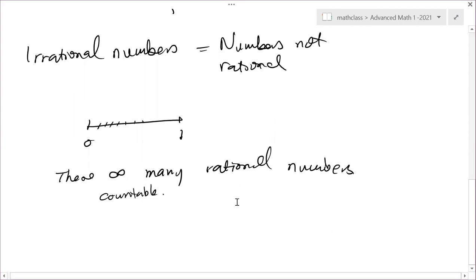What do you mean, more than infinitely many? They're actually uncountable. All the irrational numbers are uncountable.